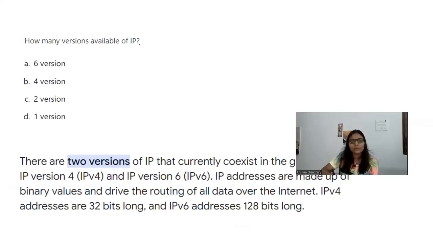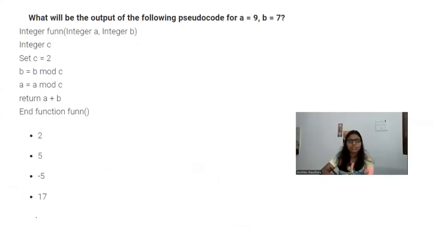How many versions of IP are available? IP is available in two versions, IP version 4 and IP version 6. So two versions are there. Let's move on to the next question.